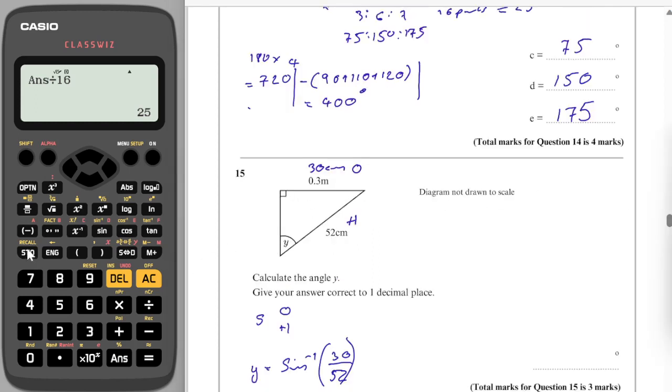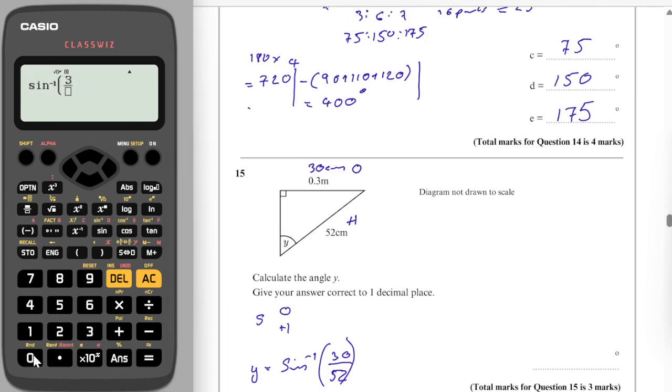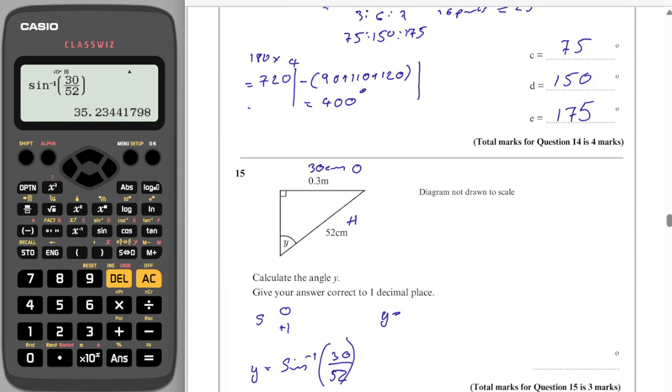So if I type that into my calculator, then shift sine, I'll type it in as a fraction, so 30 over 52. Close my brackets up, and that gives me 35 point, so Y is equal to 35.2344... Sure, I haven't rounded, so to 1 decimal place, that's going to be 35.2.